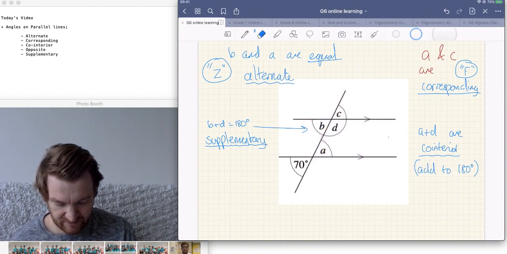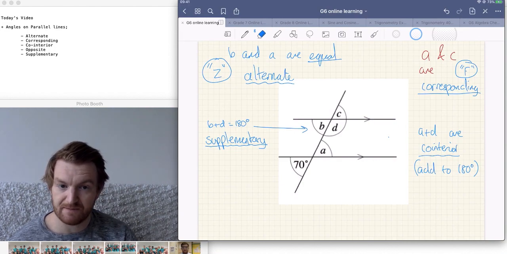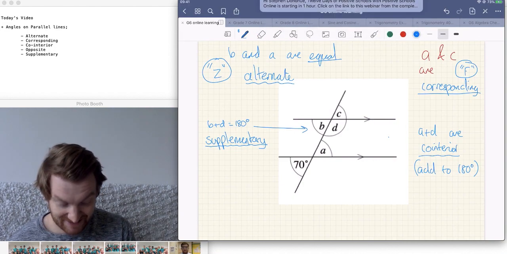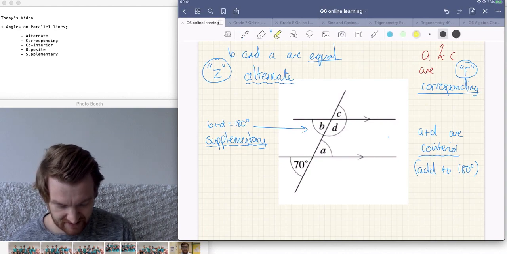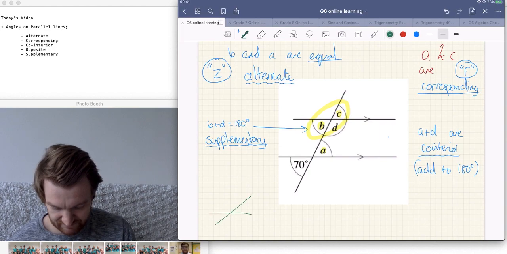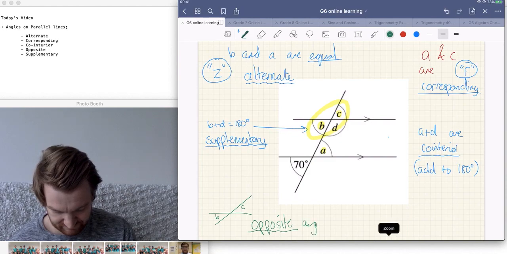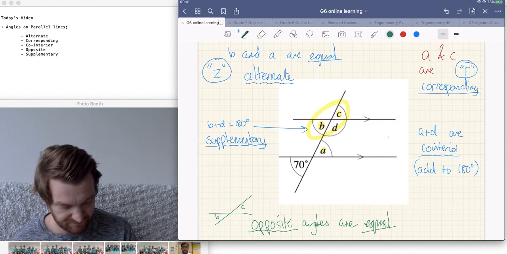Let's again think about what we know. We know A and D are the same. We know A and B are the same. We know that A and C are the same. So if we know that A and C are equal, and we know that A and B are equal, we can also see that B and C are equal. They look like an X, and we call these opposite angles. And we also know that these are equal, and corresponding angles are equal.